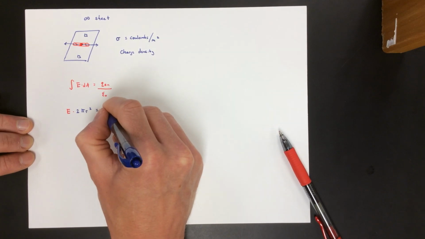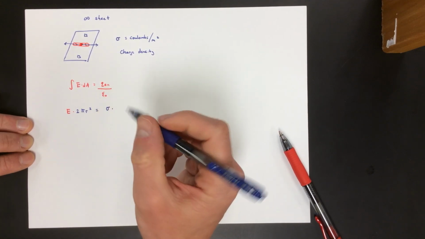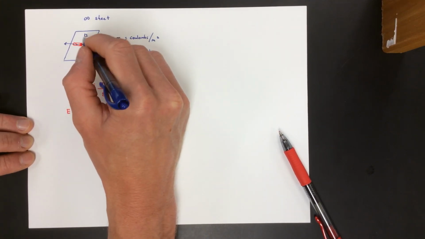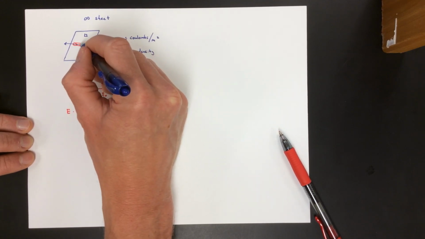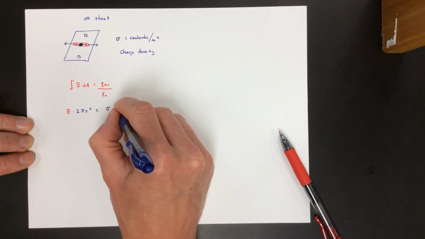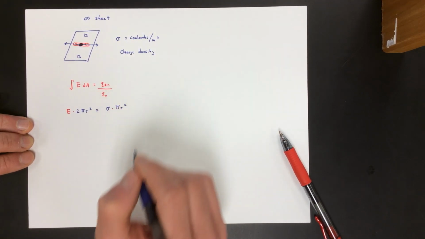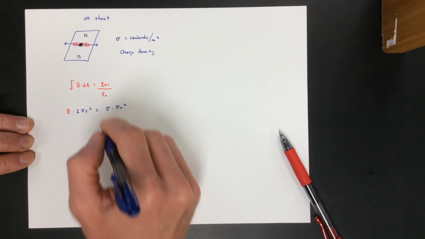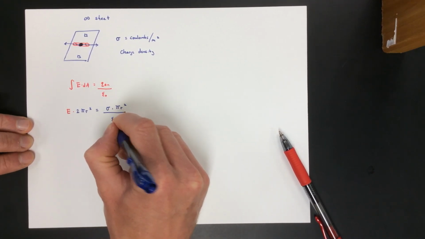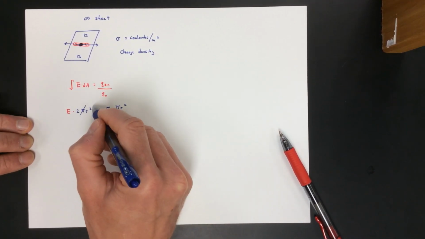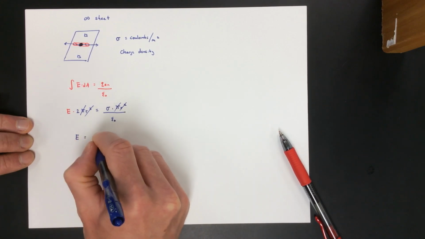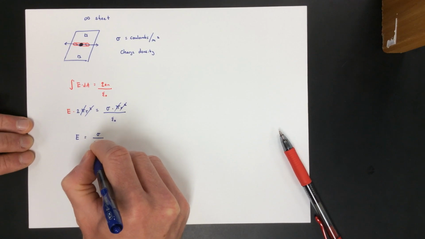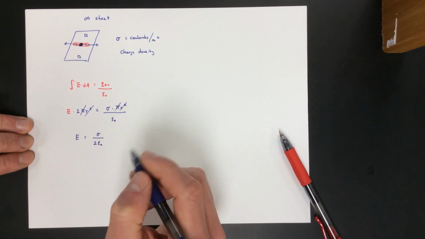And so if you take sigma times how much you've enclosed, meaning how much of the sheet your Gaussian surface has enclosed. Well, that's this area right there, and that's just pi r squared. That's how big your Gaussian cylinder is. Okay, and that over epsilon naught. And look how easy this is. Cancel, cancel, cancel, cancel, and you get the electric field is equal to sigma over 2 epsilon naught.